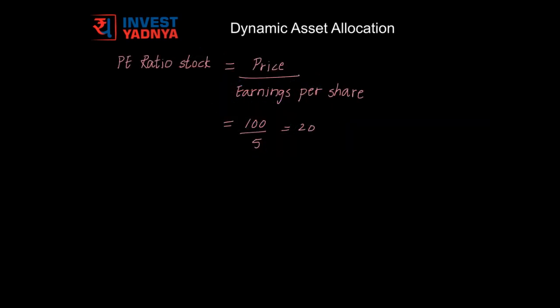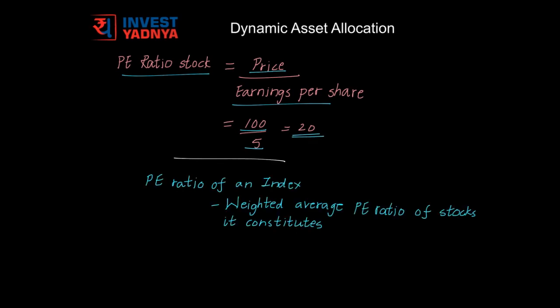Let's take an example with index PE ratio to give you a better idea about dynamic asset allocation. PE ratio of a stock is its price divided by its earnings per share. For example, if the current price of a stock is rupees 100 and it has earned in all rupees 5 per share for its shareholders in the last 12 months, then its PE ratio works out to be 20.